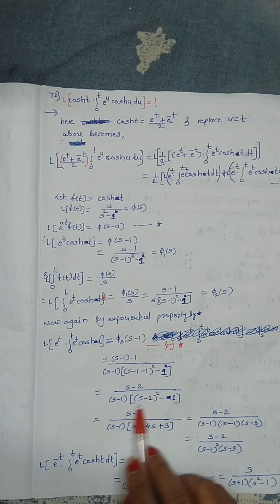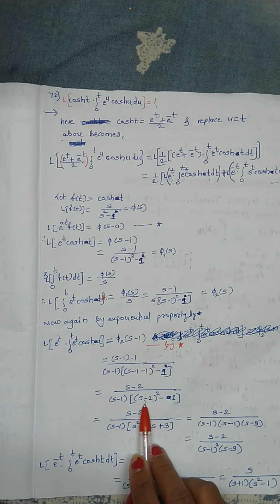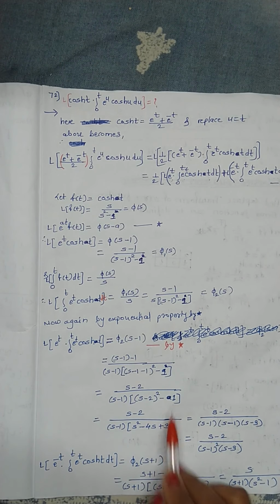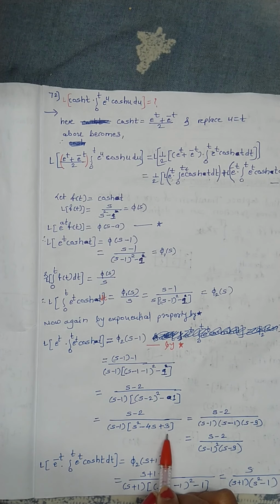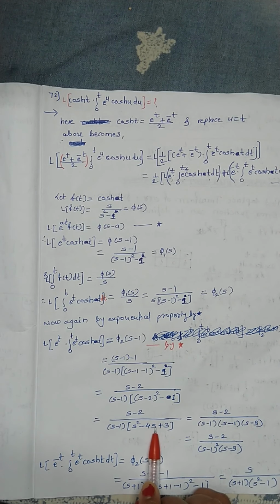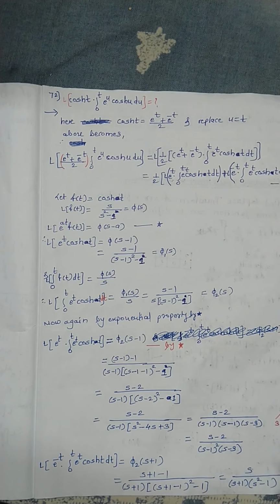Again expand this square, (s minus 2) into (s minus 1): s square minus 2s, that is 4s, plus 4 minus 1, that is plus 3. If you observe this factor, we can factorize this term, that is (s minus 1)(s minus 3). Just factorize this: 3 into 1, and minus 3 and minus 1.